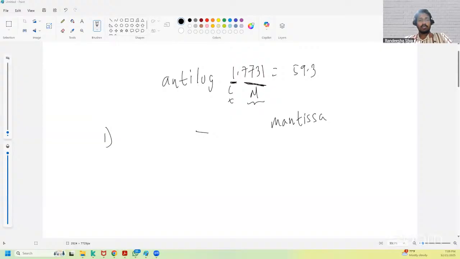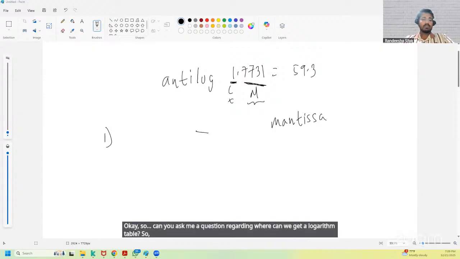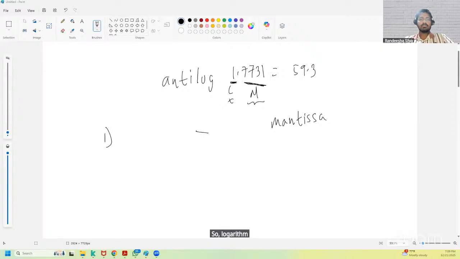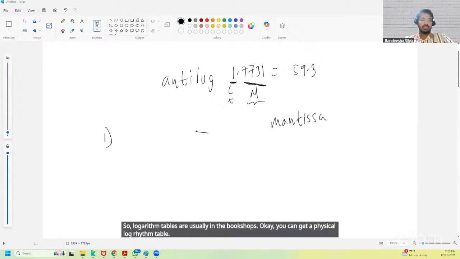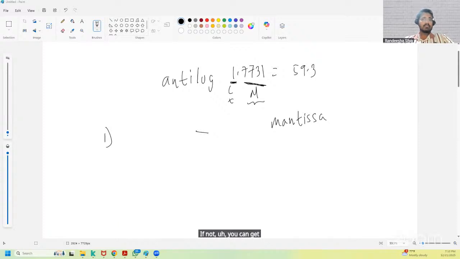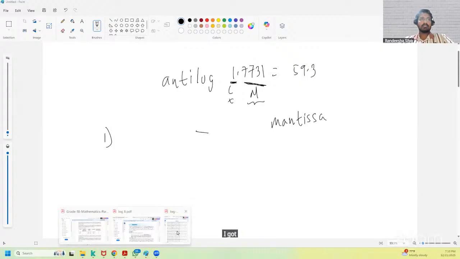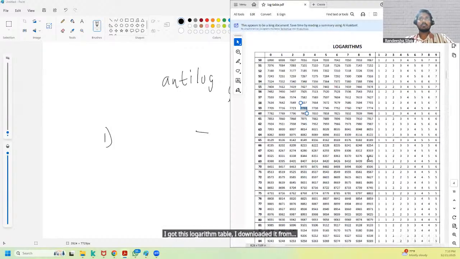Okay, so can you ask me a question regarding where we can get a logarithm table? Logarithm tables are usually in the bookshops. You can get a physical logarithm table. If not, you can get a logarithm table from the internet as well. I got this logarithm table. I downloaded it from Google.